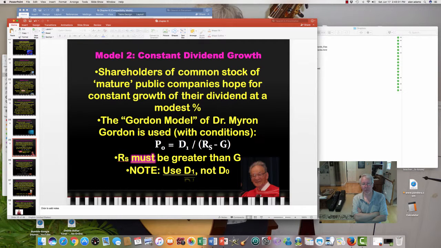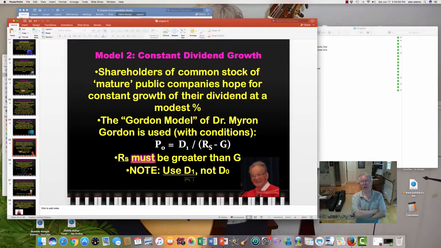Expected rate of return, required rate of return, R sub S, and G, the growth rate in my dividend. Okay, now here's one little key you've got to remember, ladies and gentlemen. Dr. Gordon's model will not work if R sub S is equal to or less than G. That's the only constraint on this model.